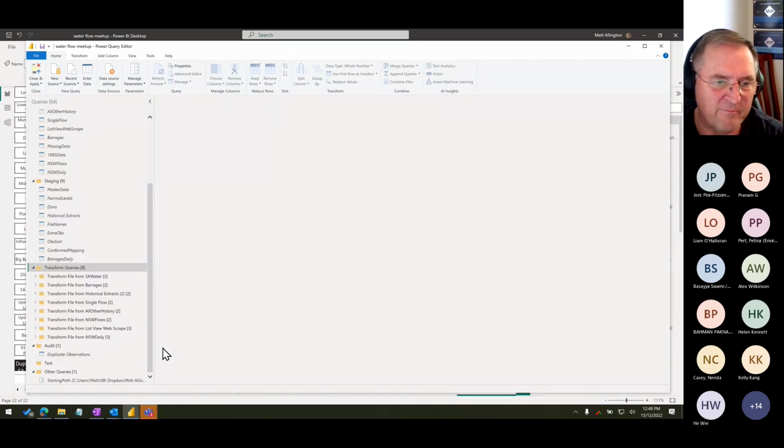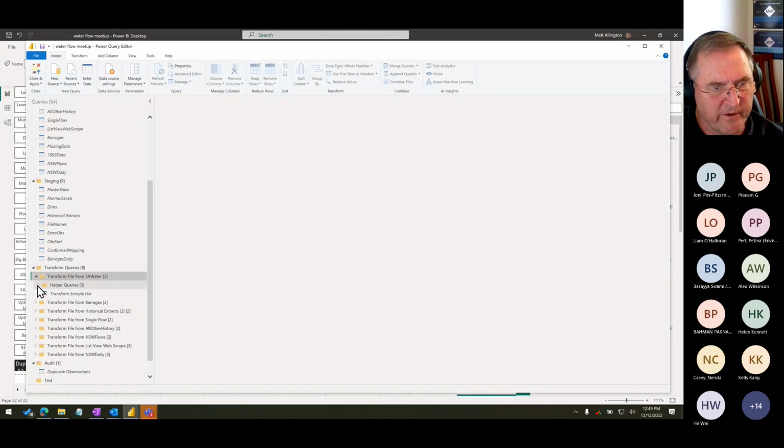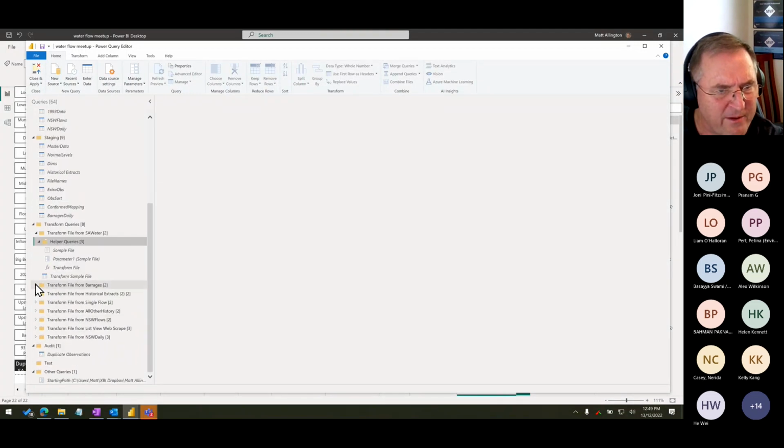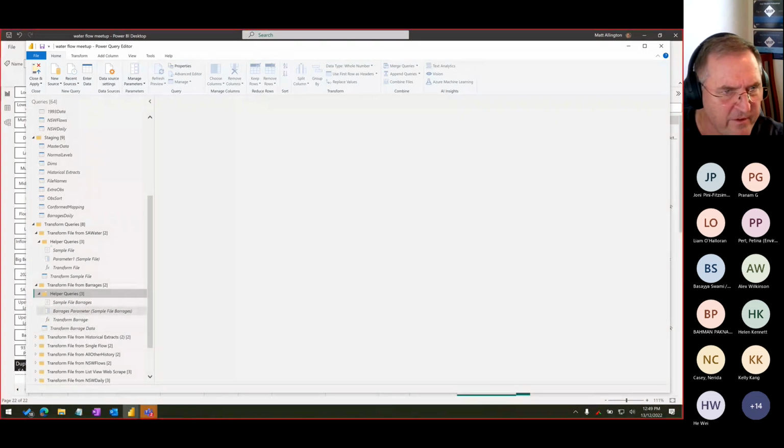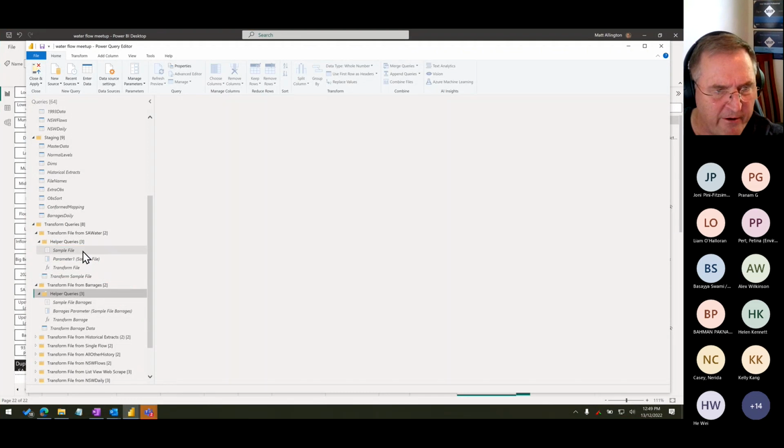So that tip alone takes a whole lot of angst out of my life. The other thing I would recommend on these transform queries is that when you come into them, try and get used to renaming these. So this is what the default looks like. It says sample file, parameter 1 for sample file, transform file, transform. It's very generic. What I try and do is come in and rename those.